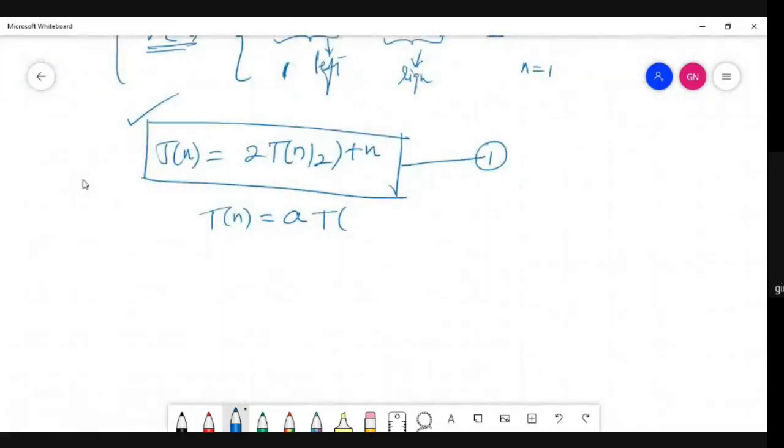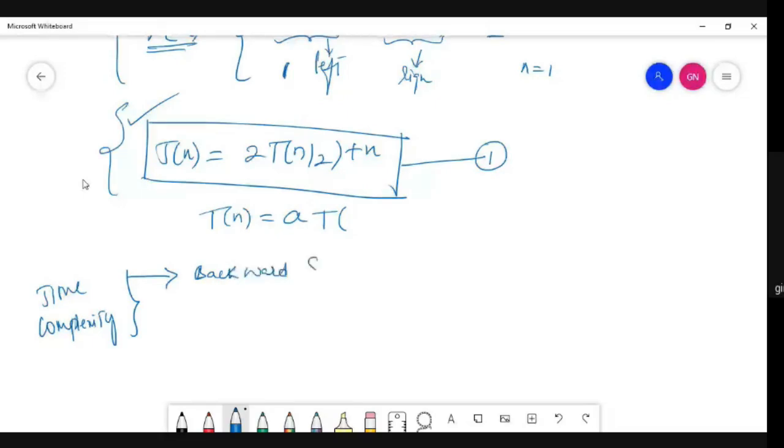And obviously, we can solve this by using the backward substitution method. The time complexity of any algorithm can be found out by using the backward substitution method, right? And here, for recursive algorithms, we can use the master's theorem.